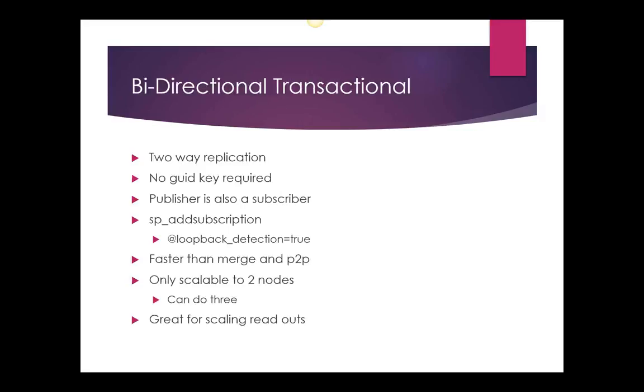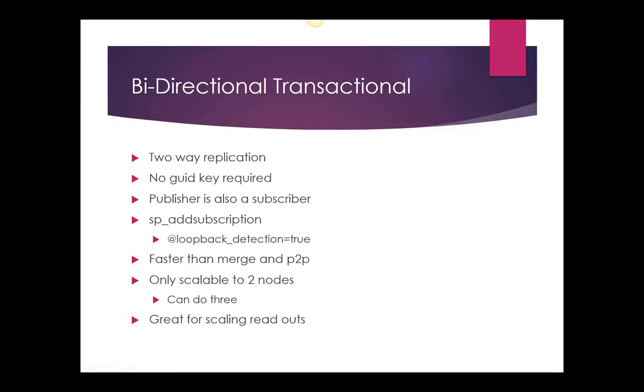Bidirectional transactional replication, we kind of talked about this, so it doesn't require a GUID key to uniquely identify each row. Merge replication does. The publisher is also a subscriber, so I take node 1, I make that a publisher, I replicate to node 2. I make node 2 my subscriber, then I turn around and make node 2 a publisher and publish back to node 1. Again, I use loopback detection. It's faster than merge replication and faster than peer-to-peer.